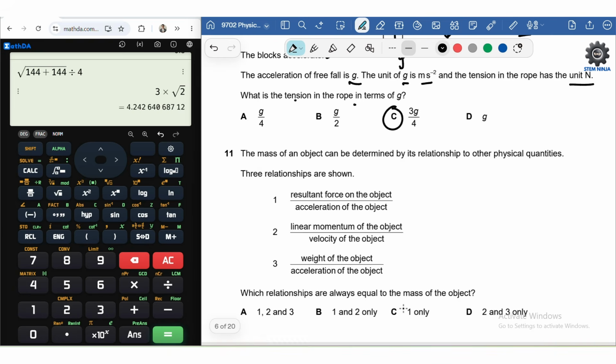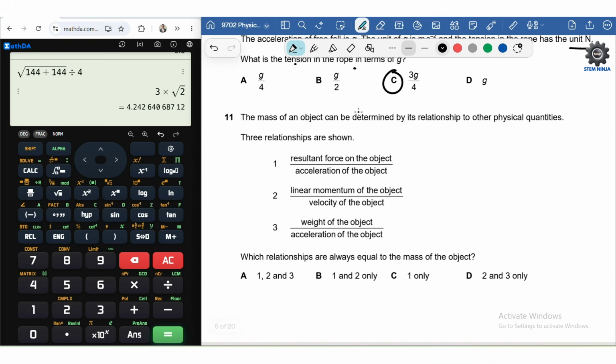The mass of an object can be determined by its relationship to other physical quantities. Three relationships are shown: resultant force on the object over acceleration of the object, linear momentum of the object over velocity of the object, weight of the object over acceleration of the object. Which relationships are always equal to the mass of the object? Okay, very careful wording over here. Resultant force is equal to mass times acceleration, so resultant force over acceleration gives mass. Linear momentum, P is equal to mv, so your m would be P over v. Just like over here, you have resultant force over acceleration.